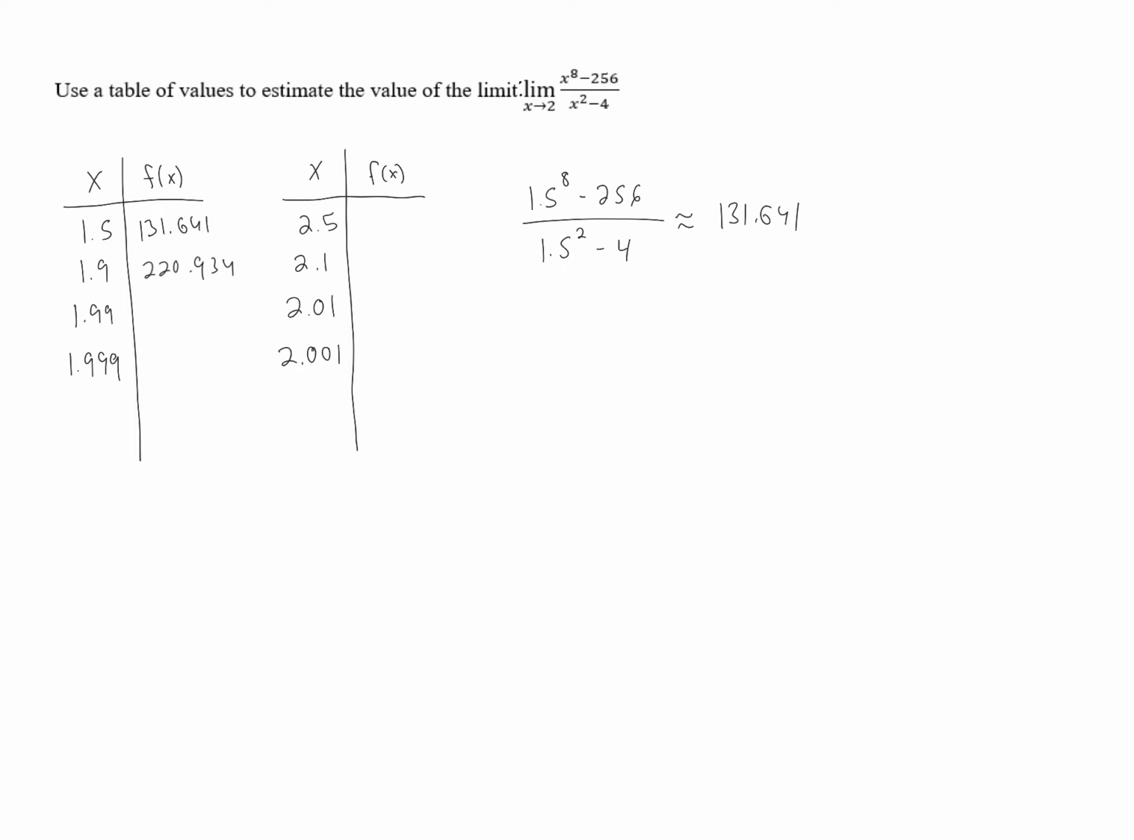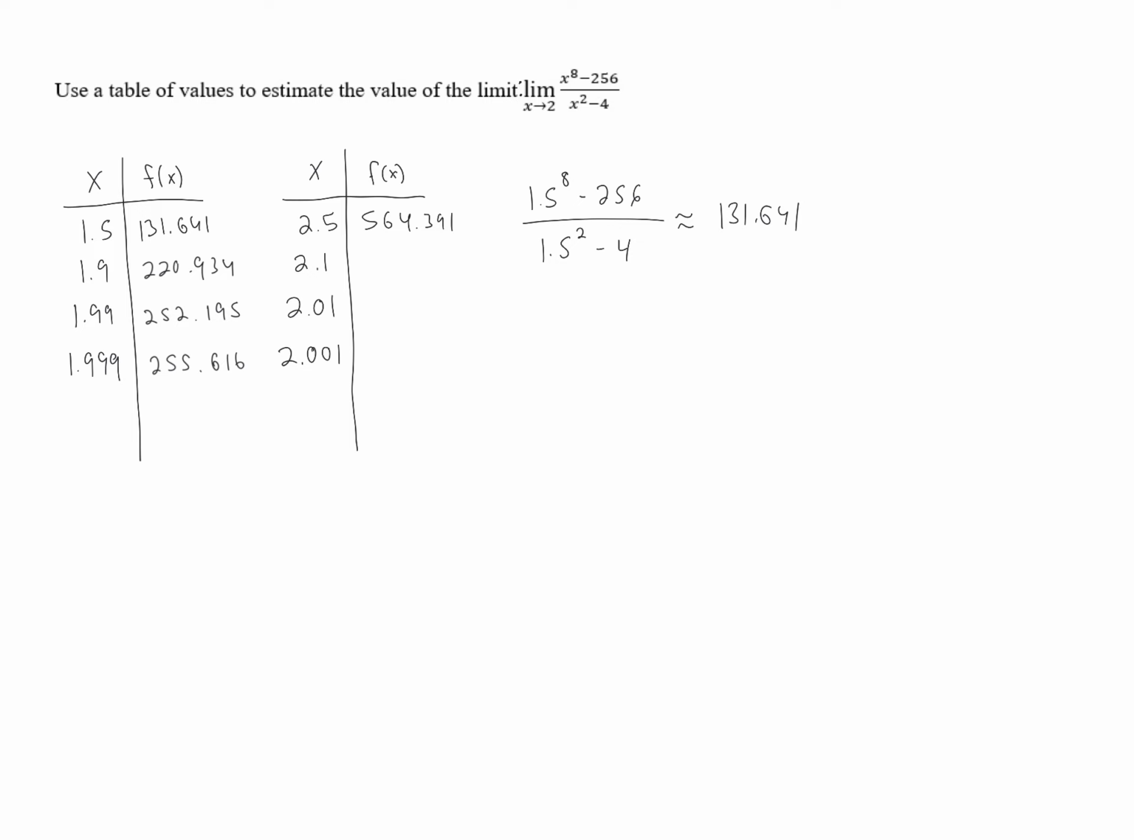Now let's try 1.99. Seeing what that gives us, I've got 252.195. And then if we throw in one more 9 at the end, that gives us 255.616. All right. Now let's approach from the other side. Let's look at what happens when x is 2.5. We end up with 564.391, which is quite big.